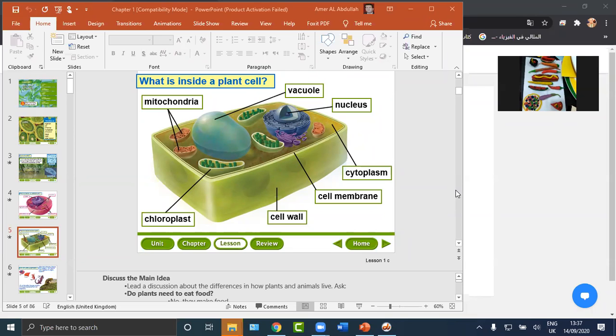Now, what about organ systems? Name some animal organ systems. Digestive, for example, circulatory, nervous, reproductive. All this we can say are animal organ systems.